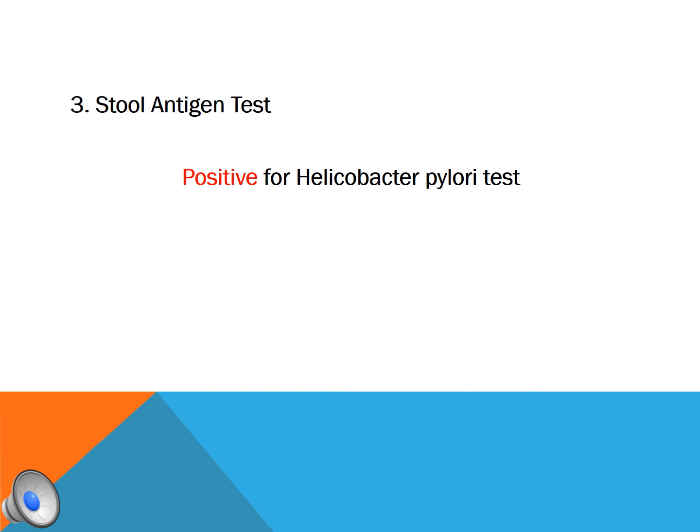The third test that will be done in the laboratory is the stool antigen test. The purpose of this test is to look for foreign protein, which is called antigen, associated with H. pylori infection in the stool. If H. pylori antigen is present in the stool, the result will be positive.